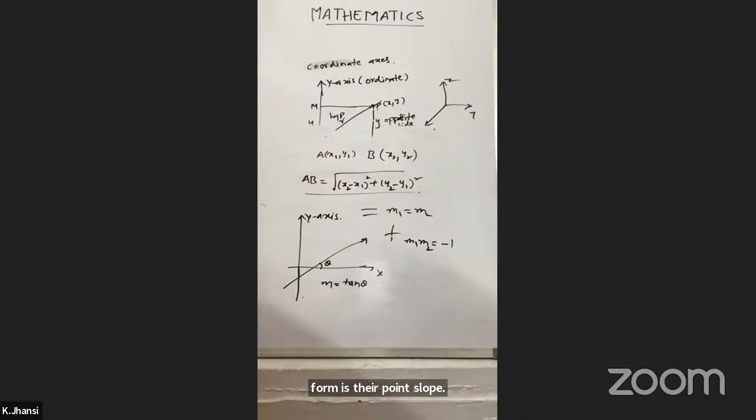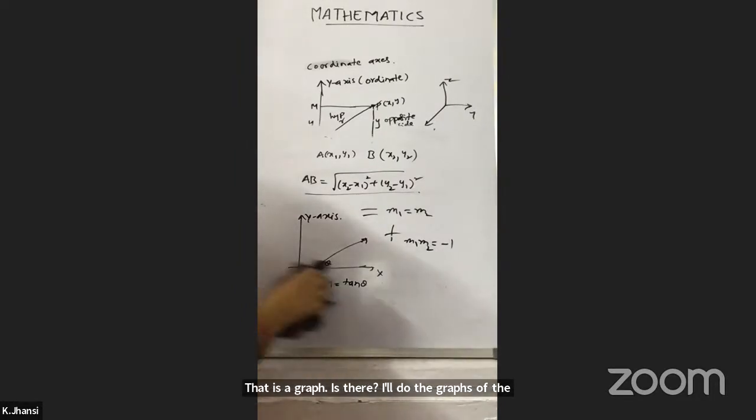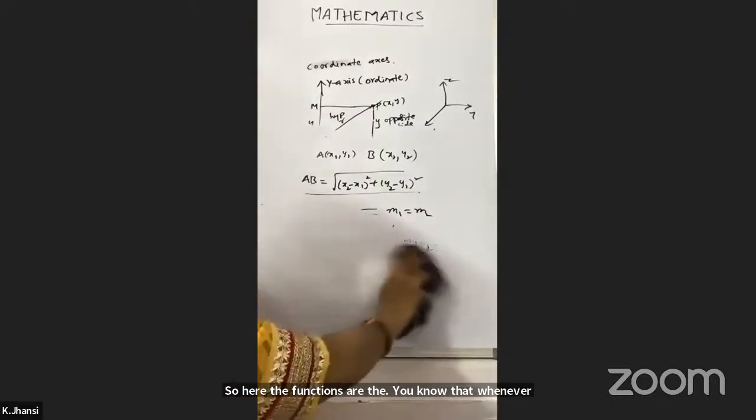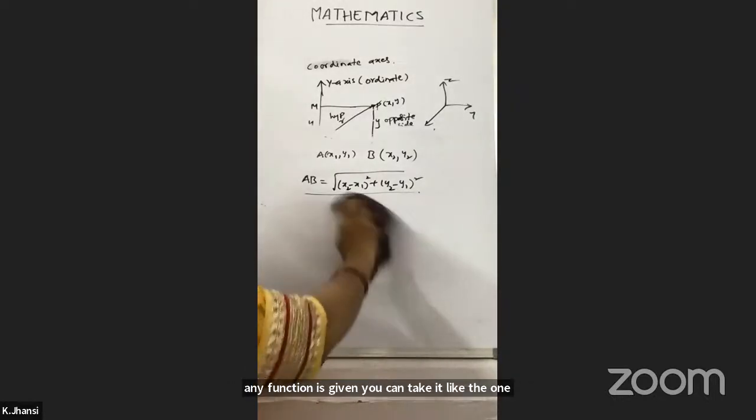After all these concepts, you have the graphs: how to draw the graphs of different functions. Here the functions are graphs. Whenever any function is given, you can take it like y equals x square. So it is one of the functions.